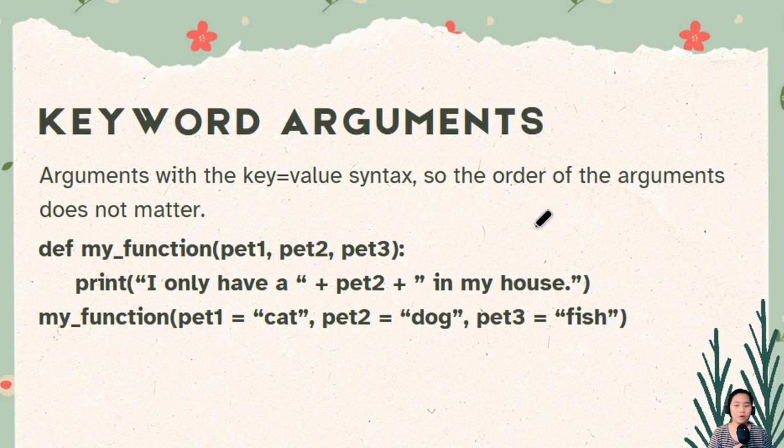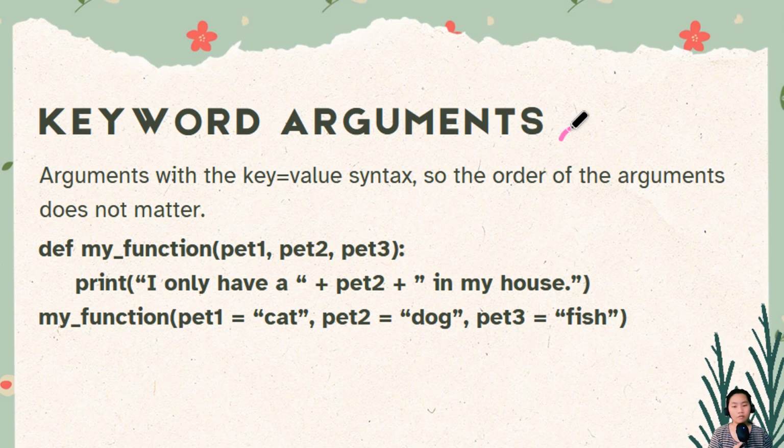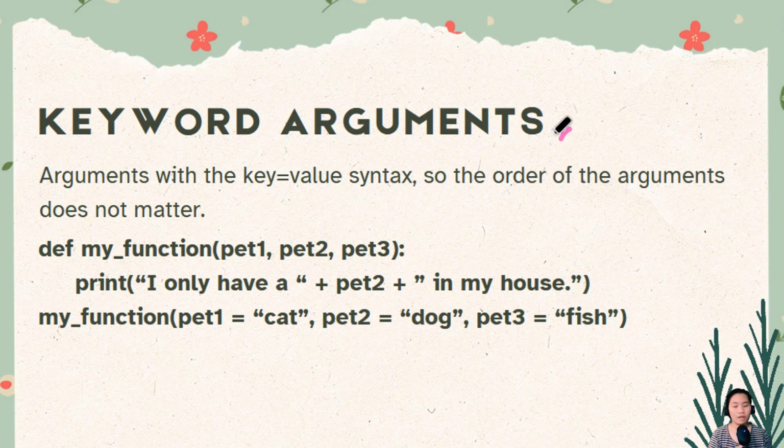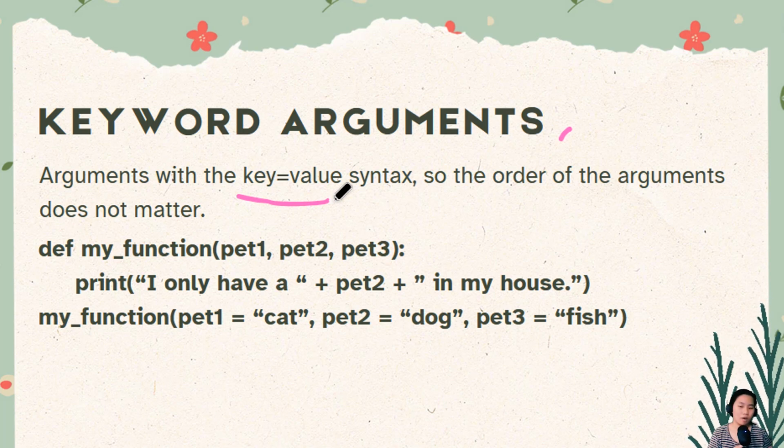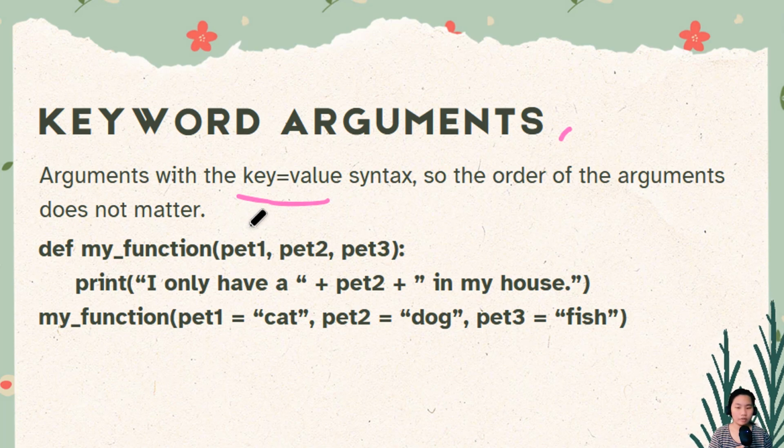Let's move on to the last part, keyword arguments. This is not the end of arguments, okay? We're just going through the surface, and we're going to dive deeper into arguments, syntaxes, and varieties in the next lesson. With keyword arguments, you can pass in the format key equals value, so the order of the arguments does not matter. We have def my function, our parameters are pet1, pet2, and pet3.